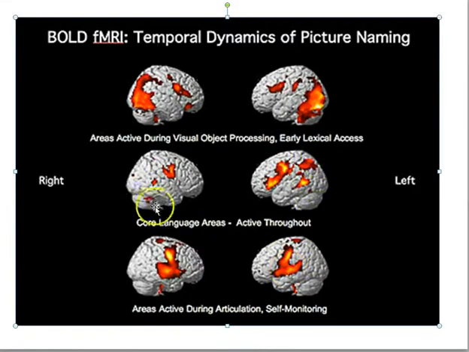Now, in between, we have areas that are active throughout the whole task, called the core language areas. Here we've got Wernicke's area and Broca's area. These areas, in the left hemisphere, are being activated throughout the whole task. So when you see a picture, if you know what that picture is, if you could give a name to it, the language areas, Wernicke's area and Broca's area, are going to be engaged to come up with the name of it. And then Broca's area and the motor systems are going to be engaged to say it, and then you'll hear yourself say it.